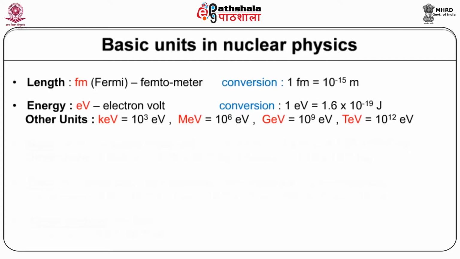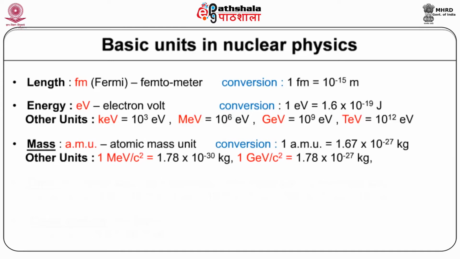In the same way, mass is defined in terms of AMU, that is atomic mass unit. The conversion formula is 1 atomic mass unit is equal to 1.67 into 10 to the power minus 27 kg. Other higher units are 1 MeV per c square, that is equal to 1.78 into 10 to the power minus 30 kg. 1 GeV per c square is equal to 1.78 into 10 to the power minus 27 kg. It means the nuclear masses can be defined either in terms of AMU or MeV per c square.